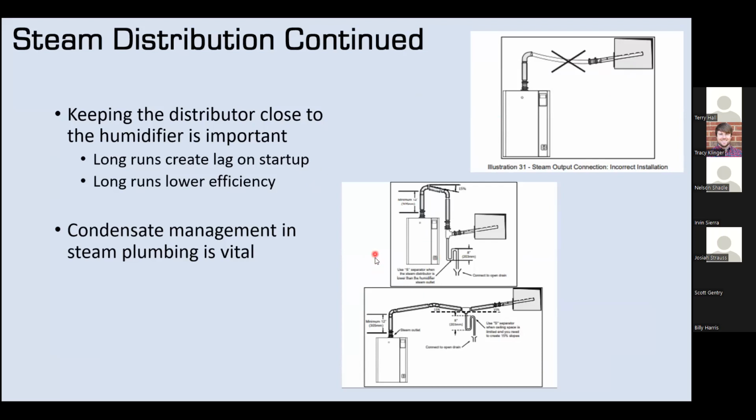And there are just some excerpts from our IOM on how to manage condensate that's formed in the distribution and in the transport of the steam. So you can put in traps, and you want to slope your distribution hose or your steam piping. And we say 15%. It's a bit excessive, but I think it's a good guideline to try and get close to that.